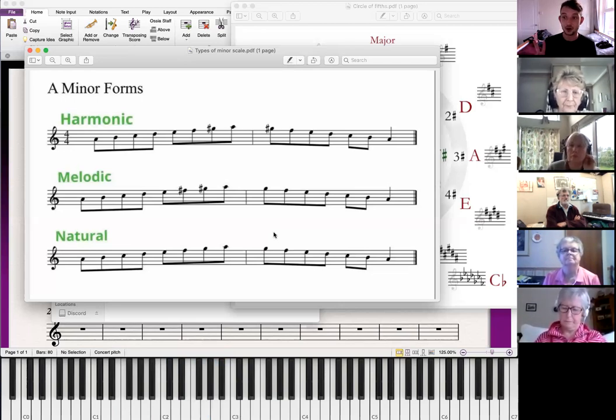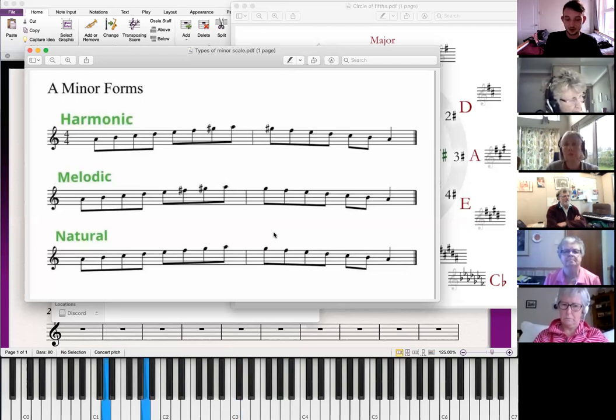The second mode would be D to D. And that has a very odd sound that you might not be used to, using D as the keynote. And that type of tonality is called the Dorian mode. They all have Greek names.